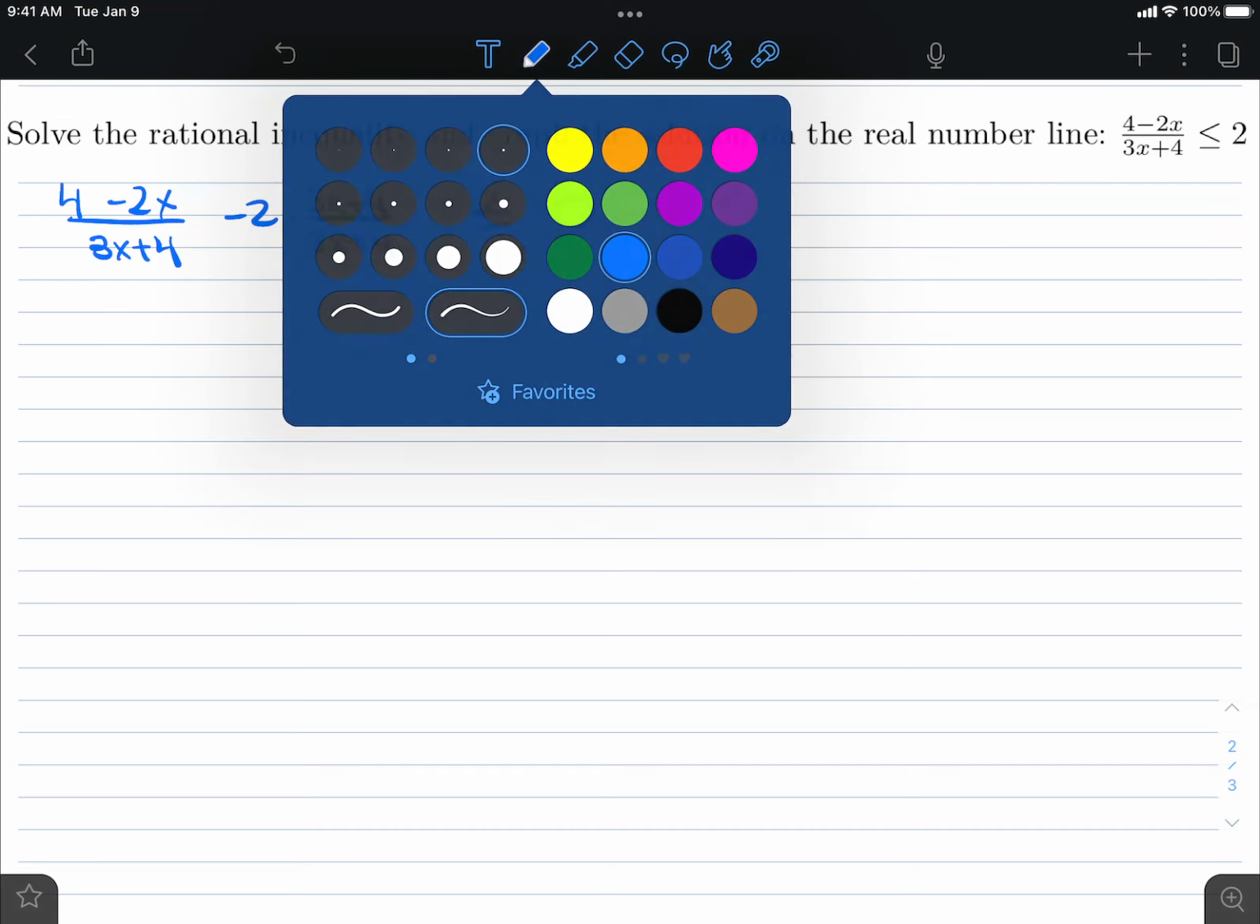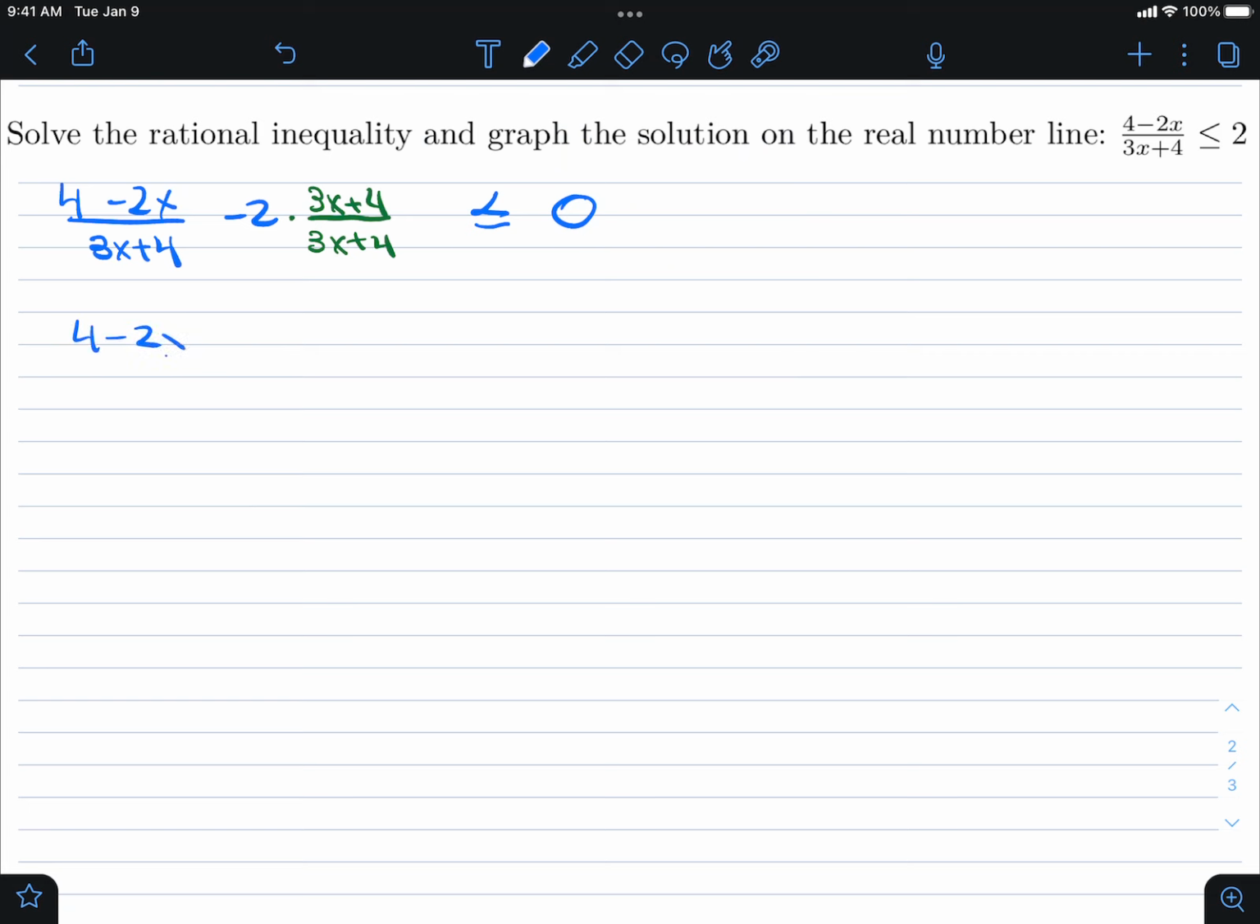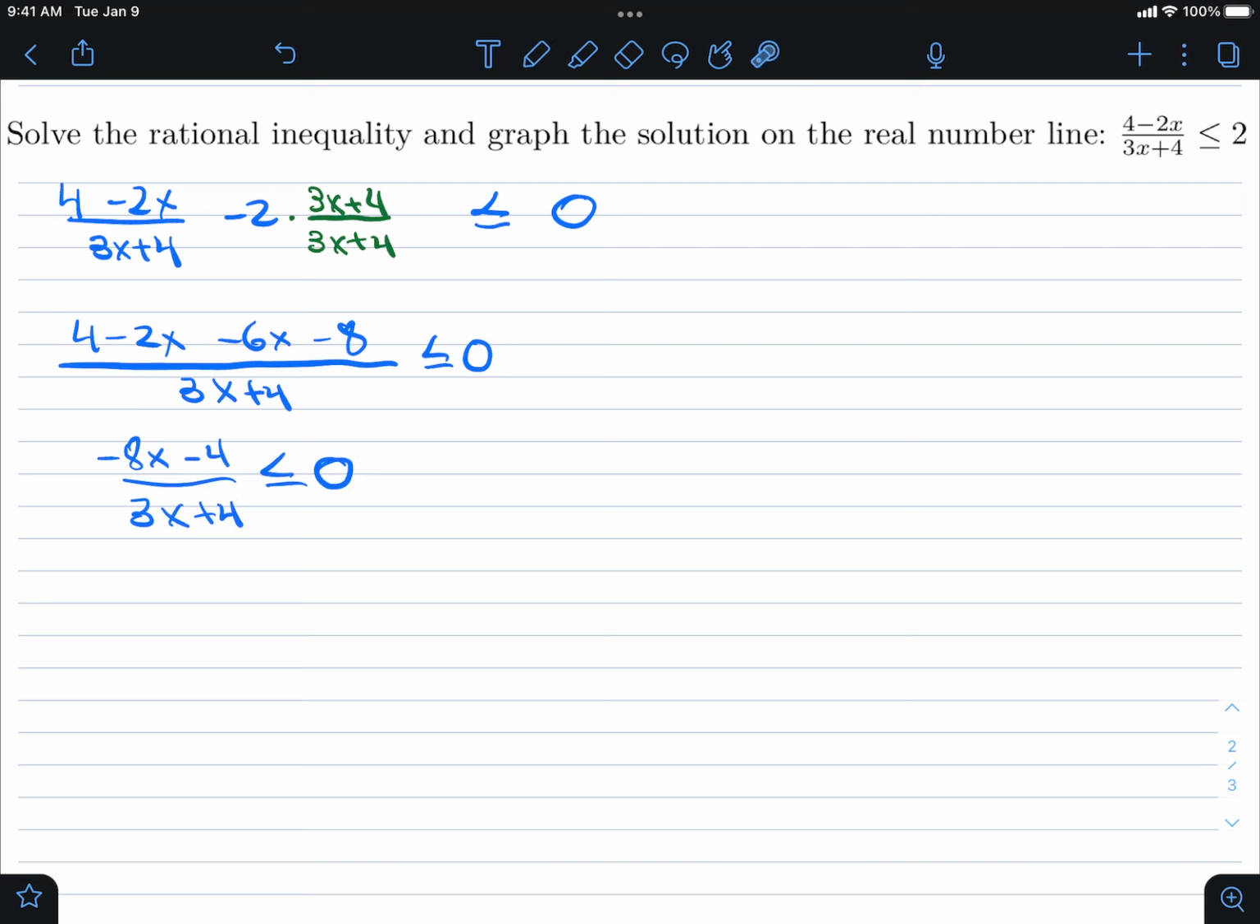And it turns out that this turns into minus 6x minus 8 divided by 3x plus 4, less than or equal to 0. And then grouping the x's, that's minus 8x. Grouping the numbers, 4 minus 8, that's minus 4. Over 3x plus 4, less than or equal to 0. So now the problem we had before is reduced to a simpler problem.